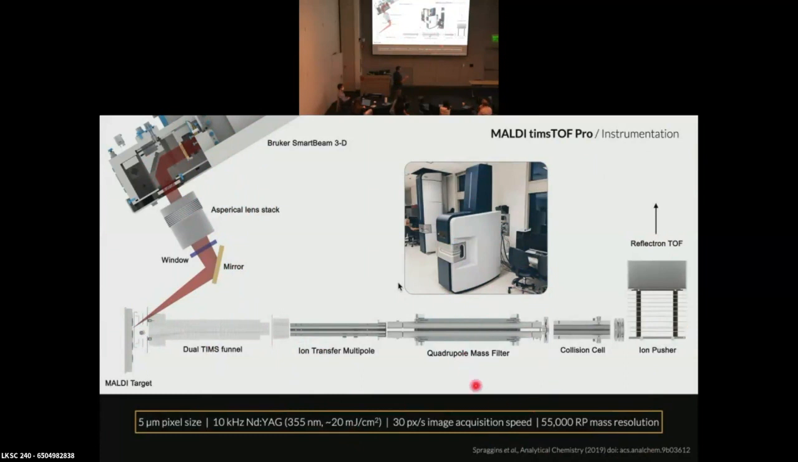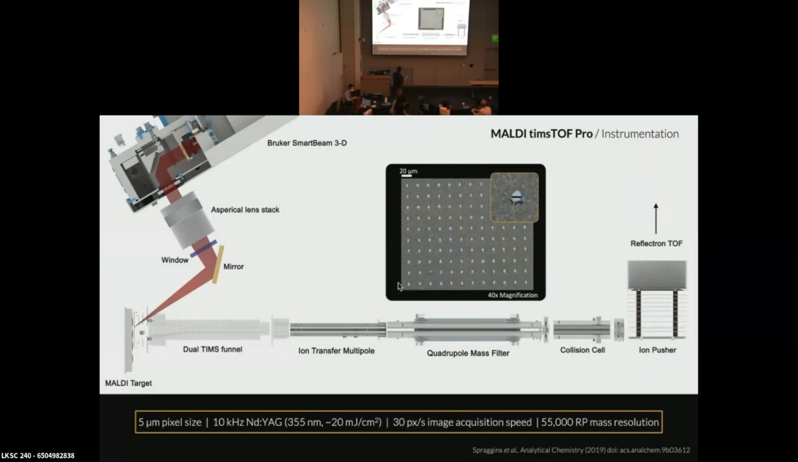which allow us to isolate and fragment ions to get more chemical specificity. And then they enter an orthogonal reflectron time of flight. This is just a really nice mass spectrometer for imaging because it's very fast and it gives us very good spectral characteristics. So good mass accuracy and good resolving power.